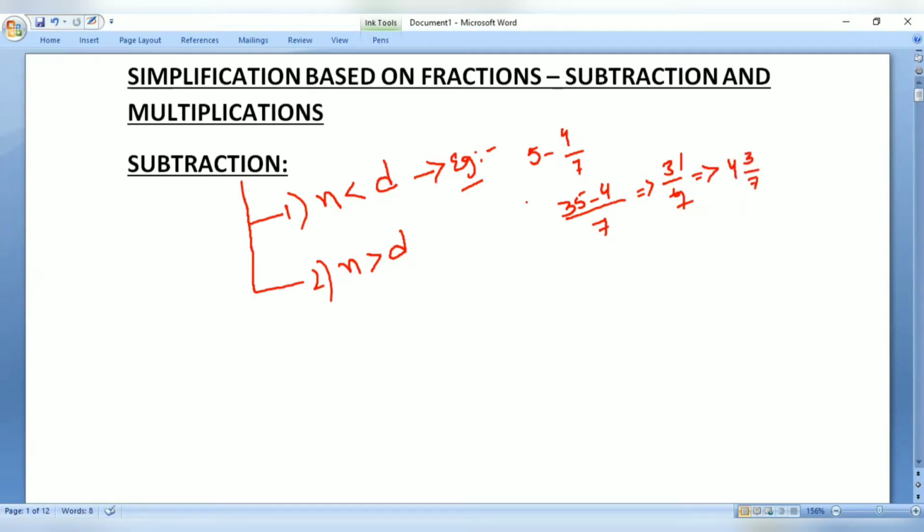Instead of doing the entire procedure, we can simplify this problem like this. First, identify whether the numerator is bigger or smaller than the denominator. Here in our case, the numerator is less than the denominator. So what we need to do is subtract 1 from the previous number. In our case, 5 minus 1 is 4. Then identify the difference between denominator and numerator. What is the difference between 7 and 4? 3 divided by 7. Simple.